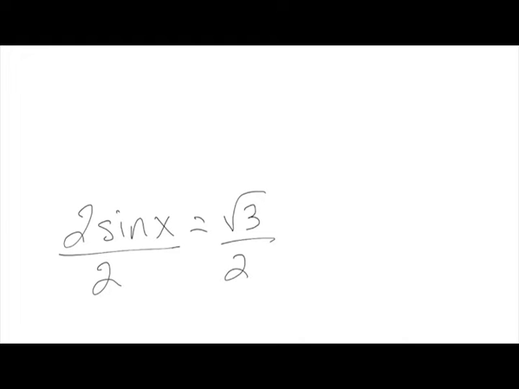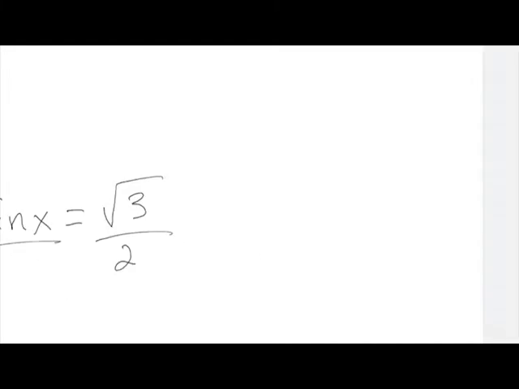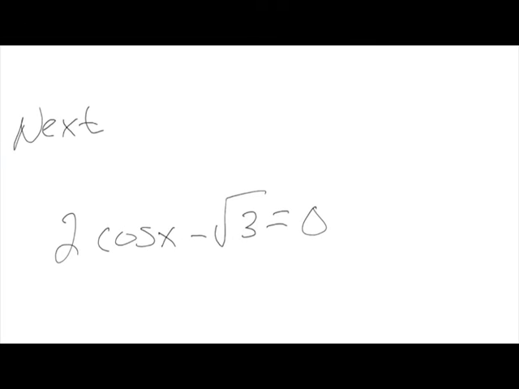Now remember that we need to get sine x on one side by itself. So we have 2 sine x equals the square root of 3. We need to divide both sides by 2. Now 2 sine x over 2, both 2's cancel out, leaving us sine x equals the square root of 3 over 2. Remember that we still have the equation 2 cosine x minus the square root of 3 equals 0. So now we have to deal with that equation.